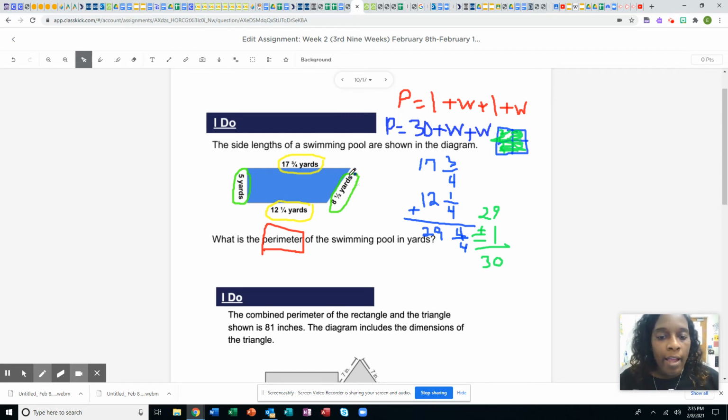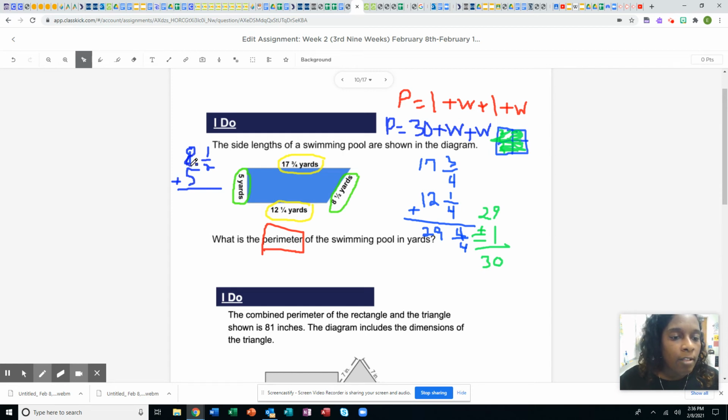Now we're going to look at our widths here. Okay, so now we got to find these two widths, and we have 5 yards and we have 8.5 yards. I'm going to do this on this side of the screen. So I have 5 yards and I have 8.5. Okay. One of them has a fraction. The other one does not have a fraction on there. Okay, so I'm just going to add my two whole numbers together.